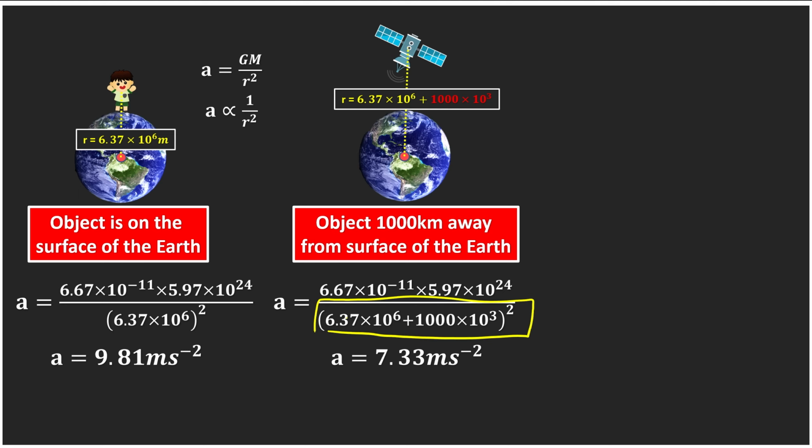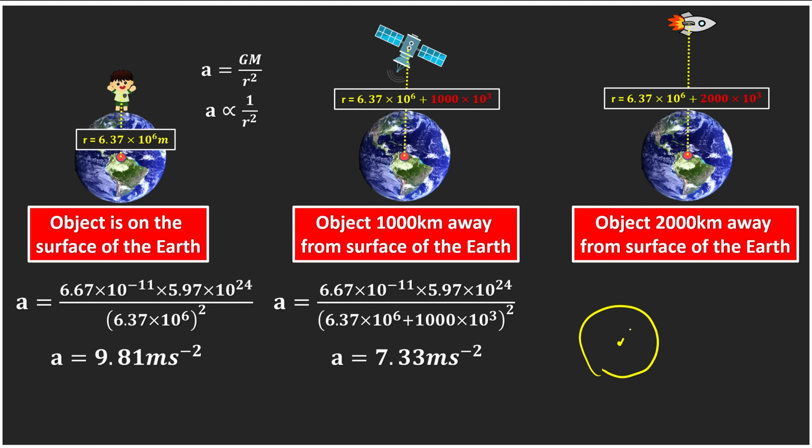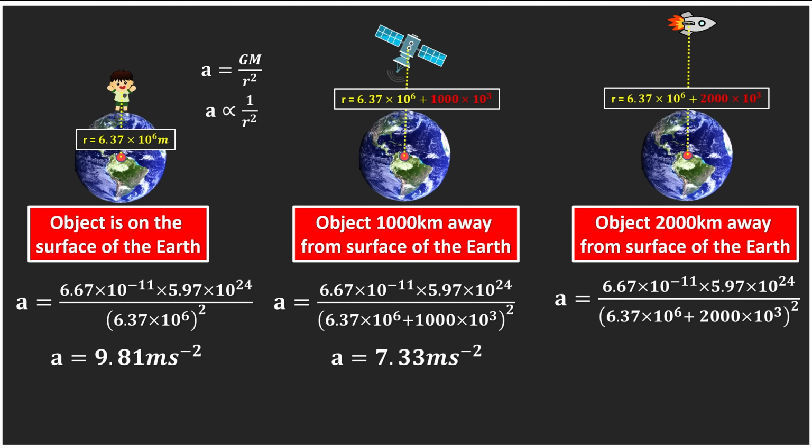And last but not least, what happens when we have a rocket that is 2,000 kilometers away from the surface of the Earth? Again, you need to take account that it's not only the radius of the Earth, but they are also 2,000 kilometers away from the surface. So the actual distance is going to be the radius of the Earth plus 2 million meters, because 2,000 kilometers is 2 million meters away. So by plugging in the values, we get 5.68 meters per second squared.